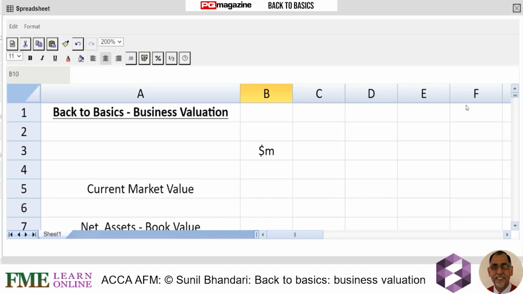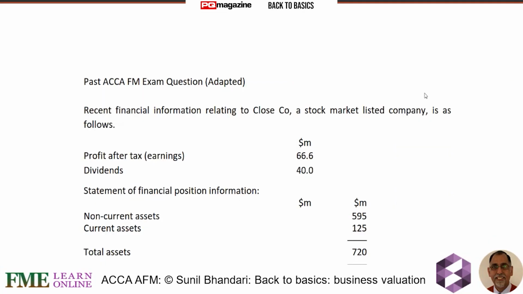And as you can see here, I'm going to use their spreadsheet software. Before I do that, let me remind you of the lecture example, the past exam question that I'm going to use, the one that was published in the article, to remind you of the details before we go through the calculations on this particular spreadsheet. So, here is the question I'm going to use in this presentation. Like I said, this is the one that was in the article, and just to be clear, this is a past ACCA FM question which I have accordingly adapted.